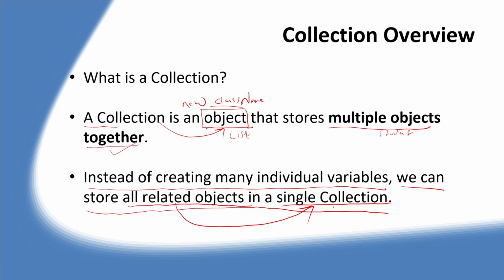Before collection, how did we store every student object? We were storing each in another reference variable: student1 equal to new student, student2 equal to new student. So for each student, we were holding it in an individual variable before collection. But since we have collection, it will store all related objects, all student objects in our example. So this is collection. Collection will store multiple objects together. This is just a collection overview.